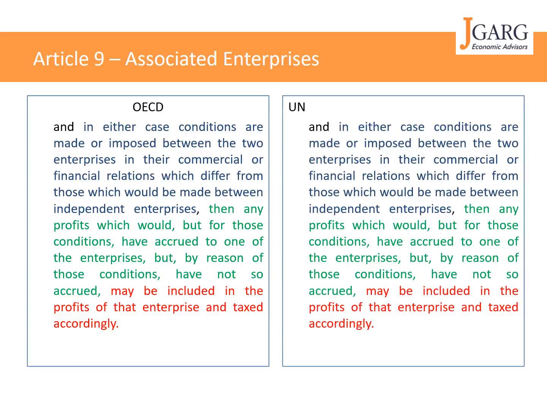So if you wish to read it again, it says then any profits which would, but for those conditions, have accrued to one of the enterprises, that is company B, but by reason of those conditions have not so accrued because it went to company A, may be included in the profits of that enterprise, that is company B, and taxed accordingly.